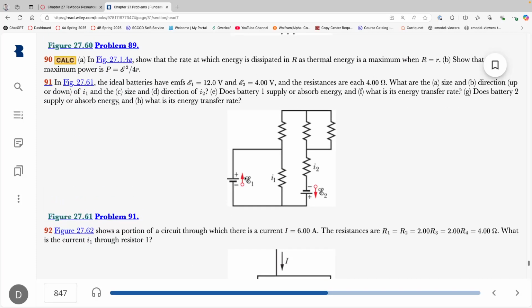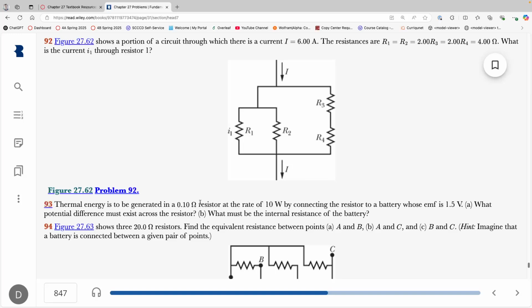Kirchhoff's or reduction? Reduction first. I would reduce this right here. And then I'd have a series with those three and reduce those down and then do Kirchhoff's. So I would simplify this part of the circuit and then do Kirchhoff's.